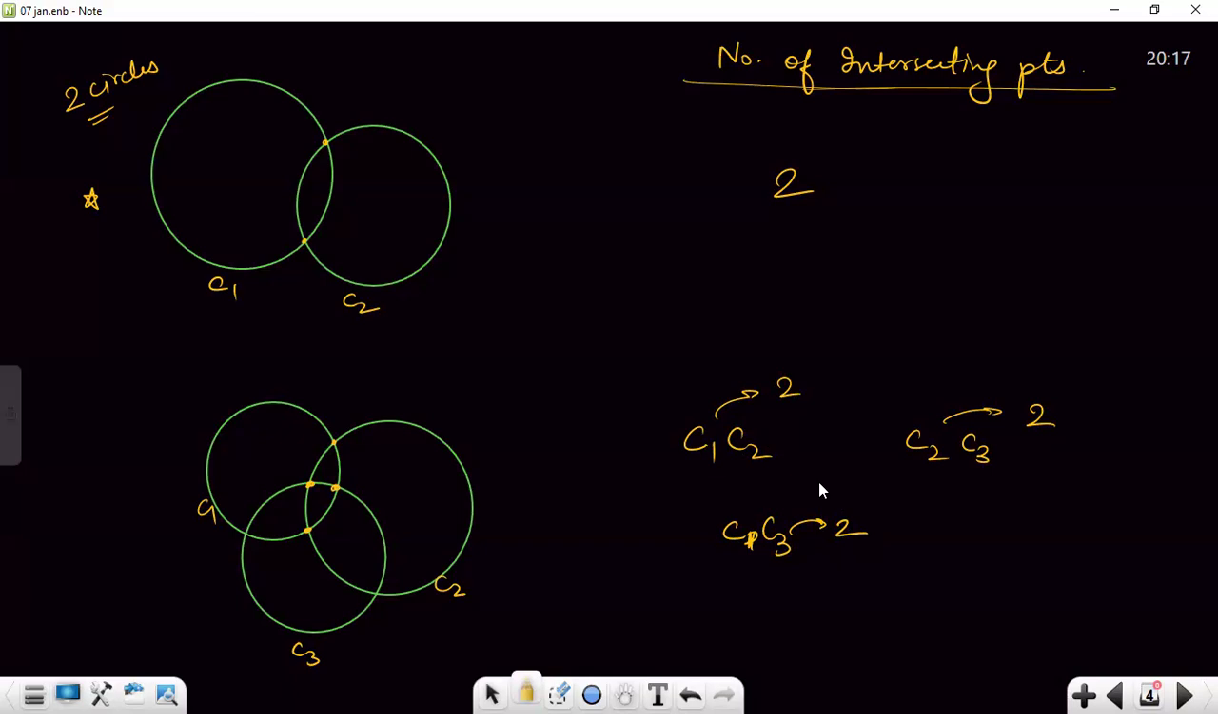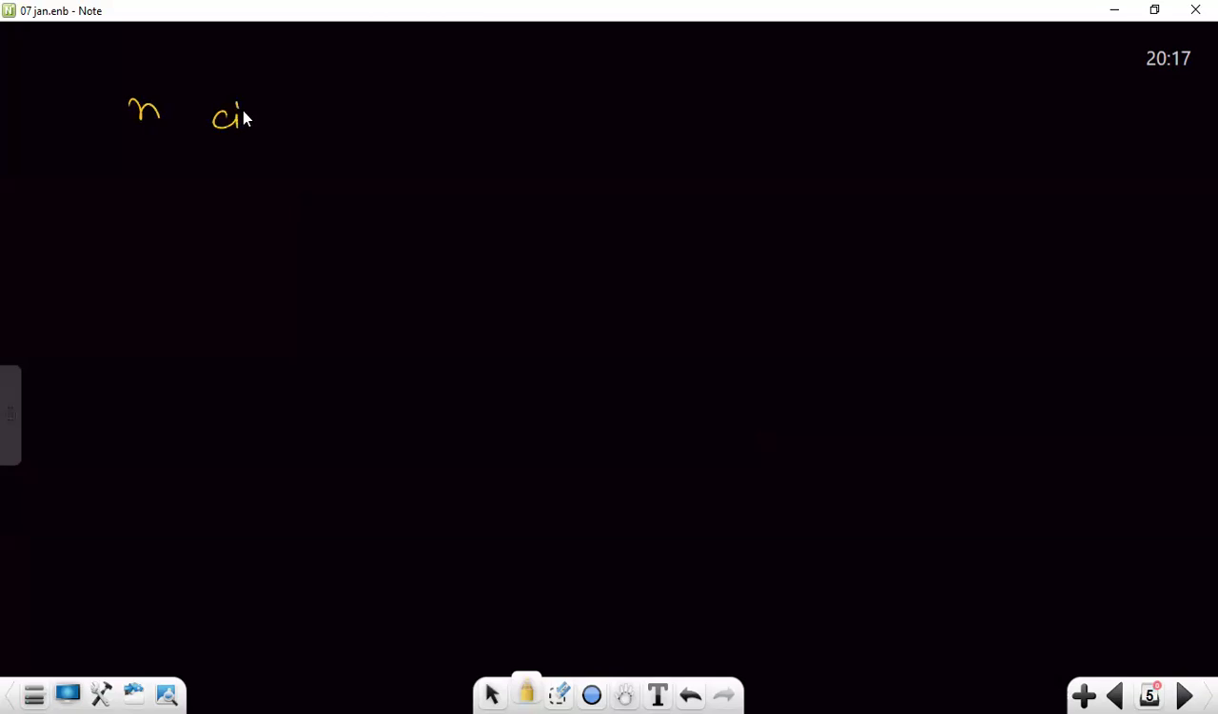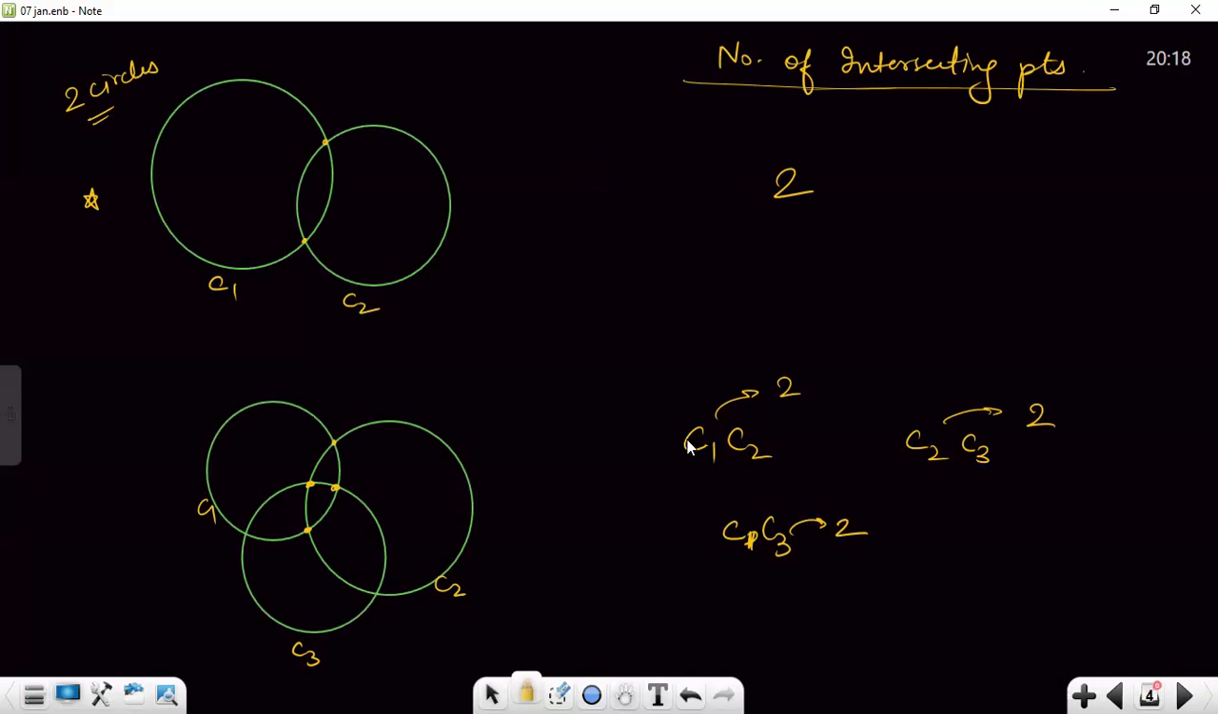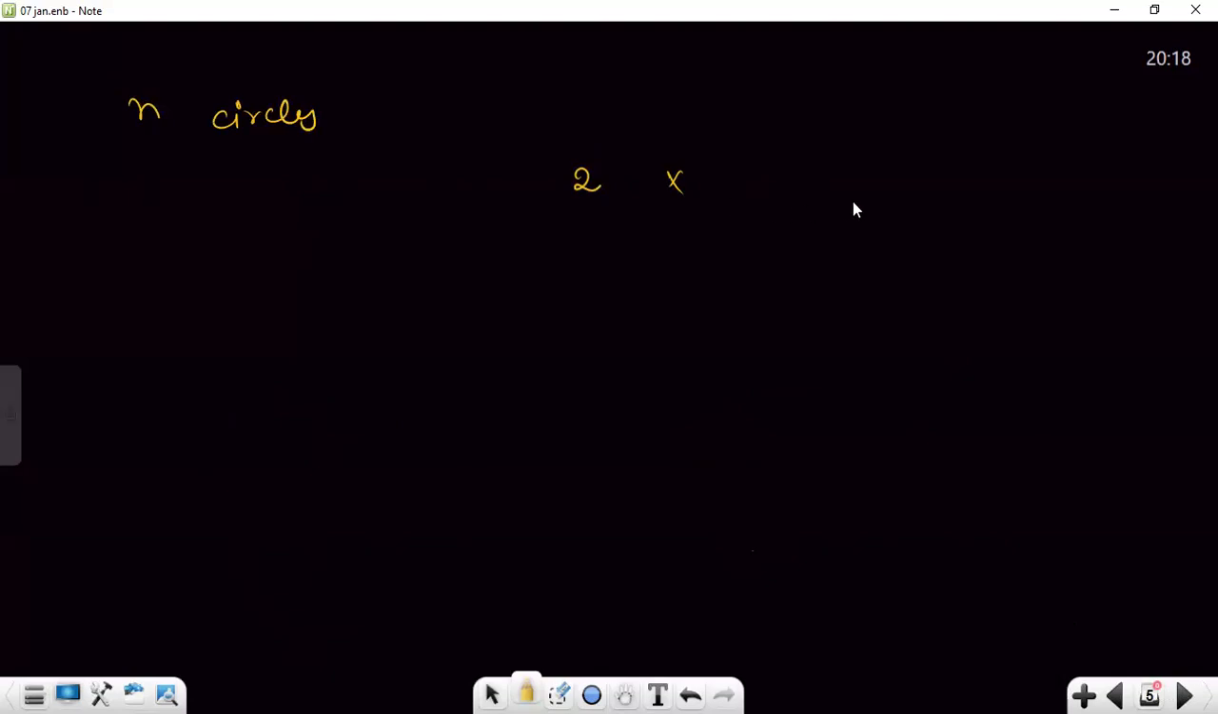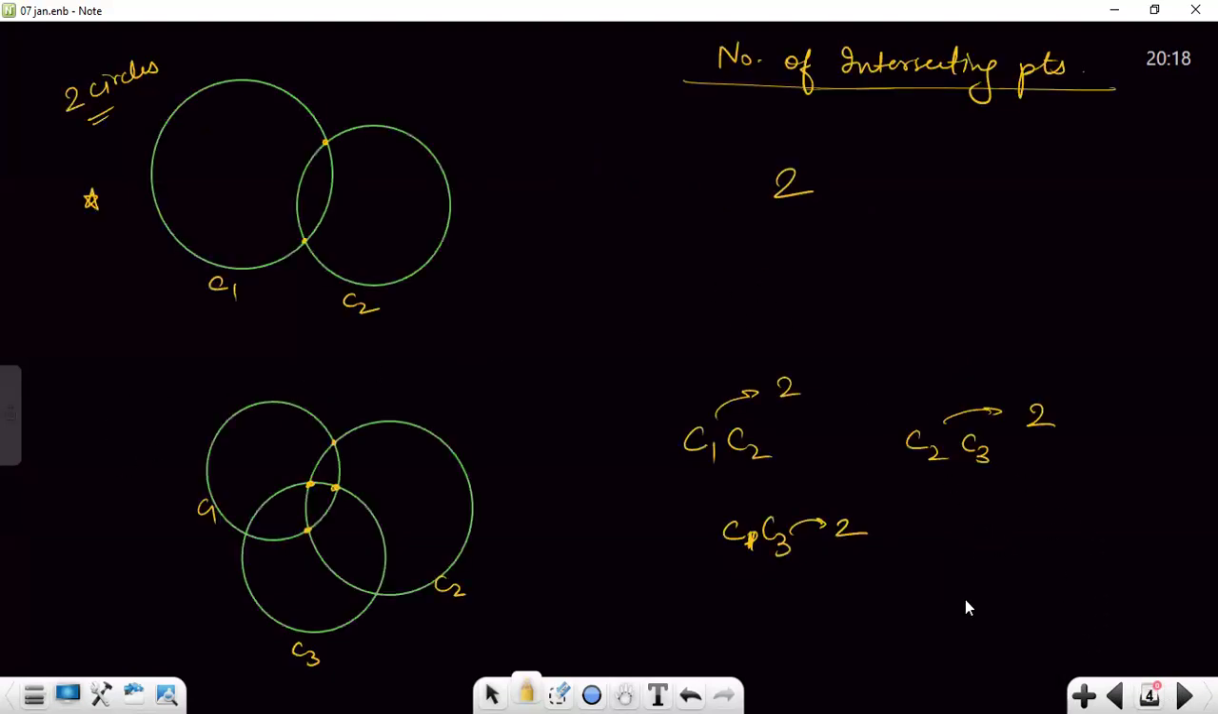Now, if we have n number of circles, we knew one thing for sure: for every pair of circles, we are going to have two intersecting points. Now we have to find out how many pairs of circles we can have. Earlier we had C1C2, C2C3, C3C1. So basically, we have to find a pair. How many options were there? There were 3 circles, so 3 options.